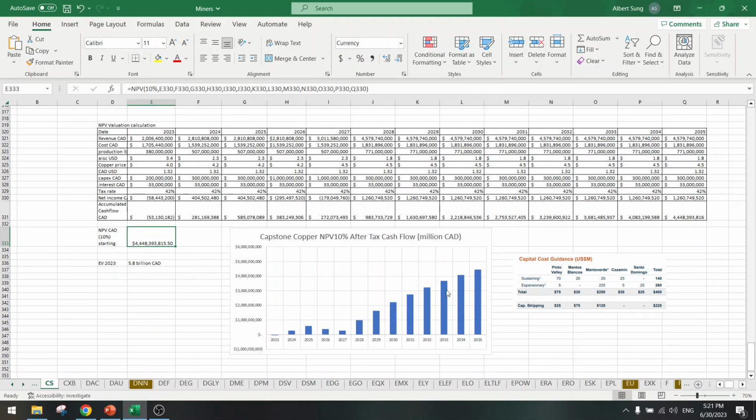And then you get this chart. We have an enterprise value for Capstone at 5.8 billion. That's somewhere here. And you can see that Capstone is nowhere at 5.8 billion right now. So I think Capstone Copper is overvalued. Yes, it's very overvalued currently.